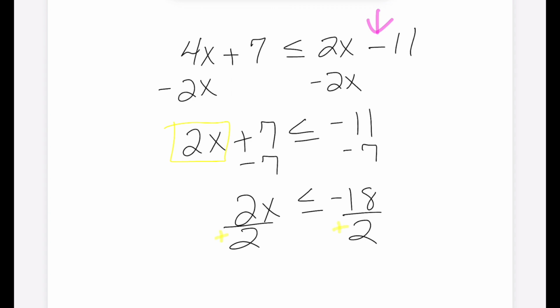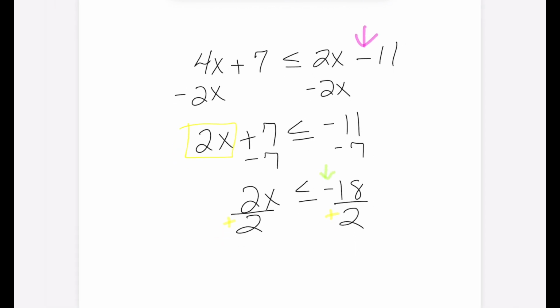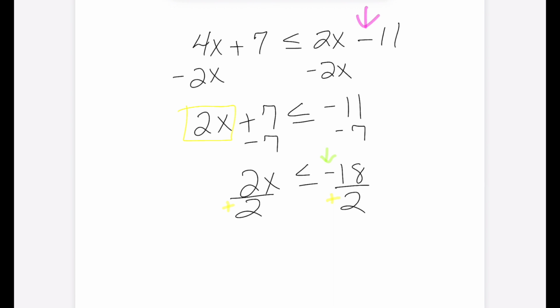A common mistake is that many students look at the 18 and they see the negative 18. Well, that's not what I'm dividing by. I'm dividing by a positive 2. So I do not change the symbol at all. It stays in the same direction. So that gives me a positive x is less than or equal to negative 9.